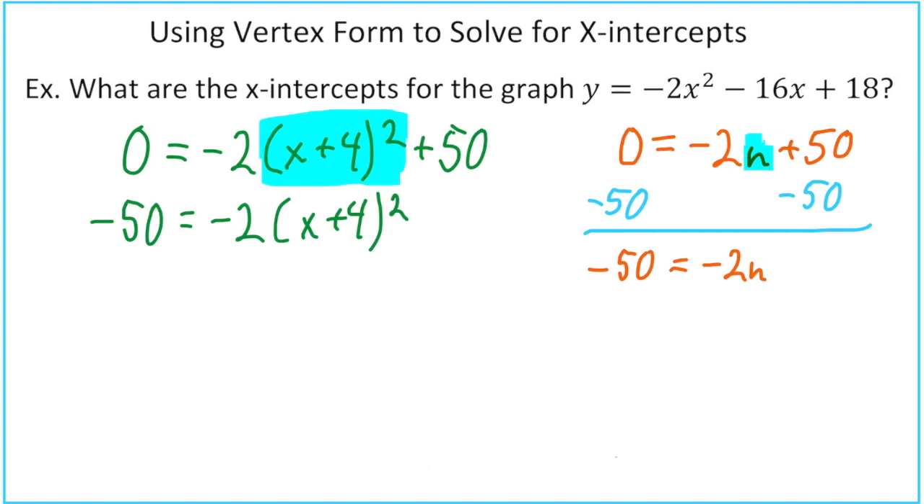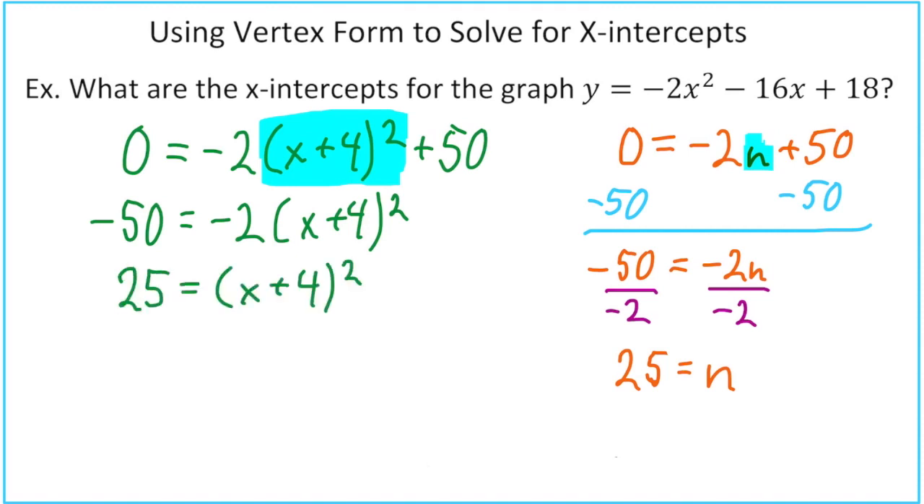On the right side, our next step would be to divide both sides by negative 2. So that gives us 25 equals n. On the left side, it becomes that. So the question is, what number do we square to get 25? Your first answer might be 5, so 5 could equal x plus 4. But wait, there's another option here that would also give us 25, and that would be negative 5, because negative 5 times negative 5 is 25.